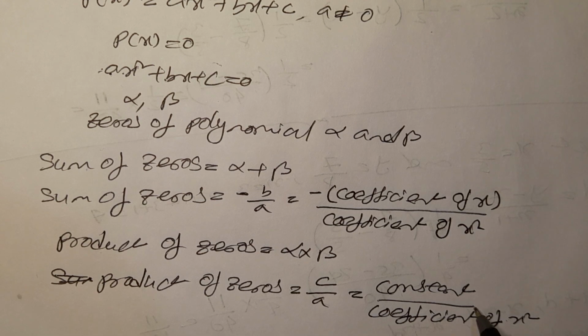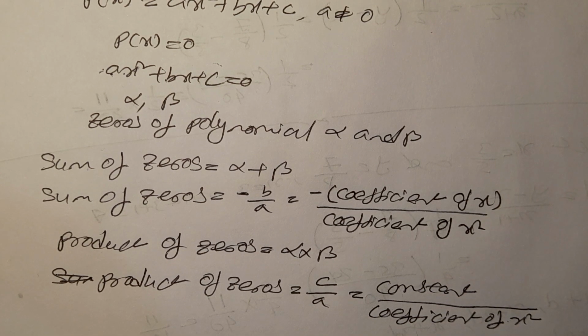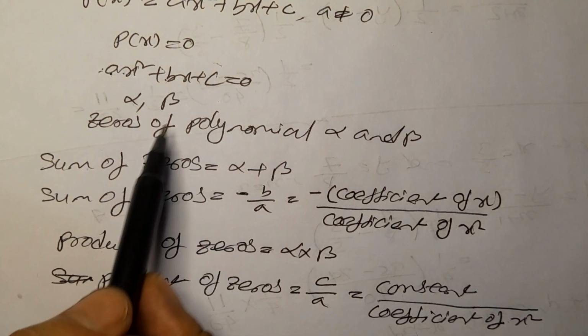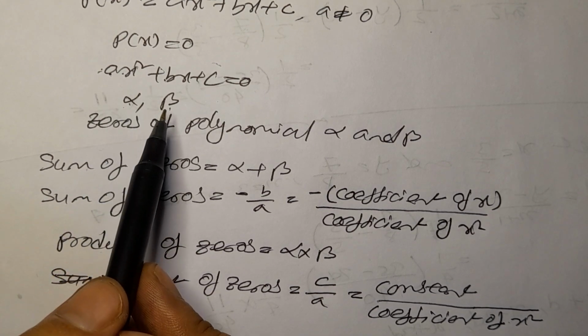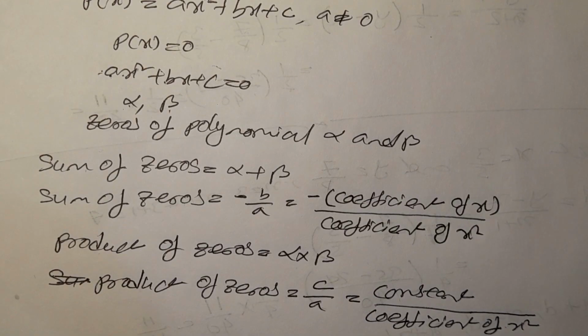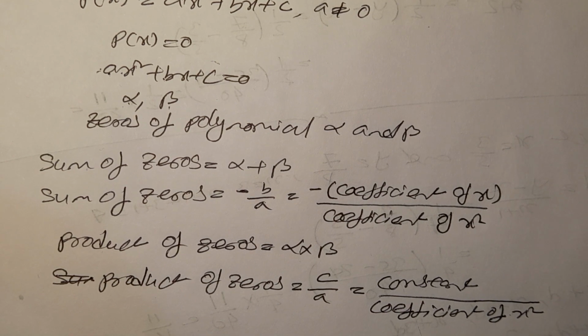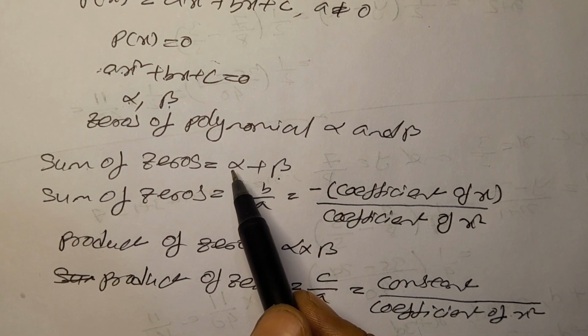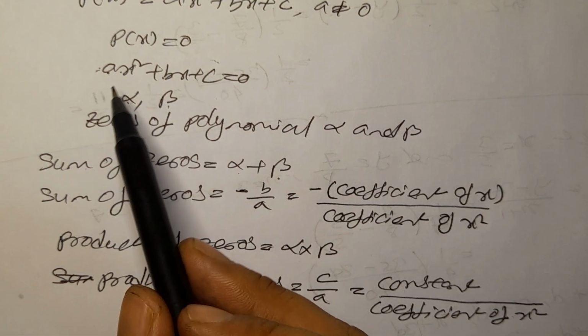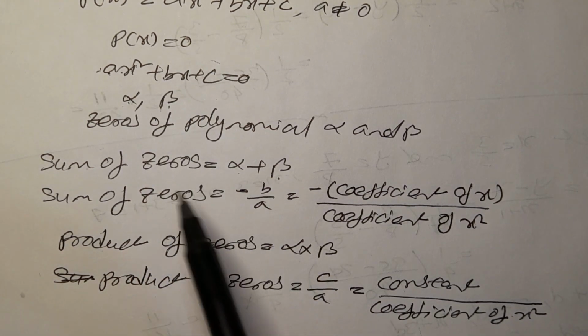Now you may wonder how we got the values of alpha and beta, the values of x. When there is a quadratic equation, we can always solve it by the middle term. So these are the important formulas. This is how we find the sum of the zeros: we find the zeros of the polynomial when the quadratic equation is given, and we find the relationship.